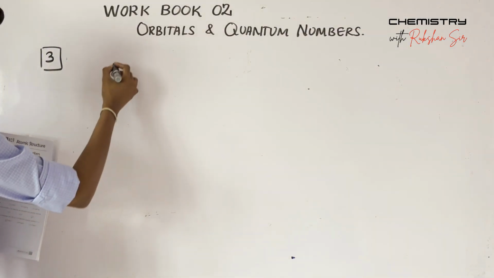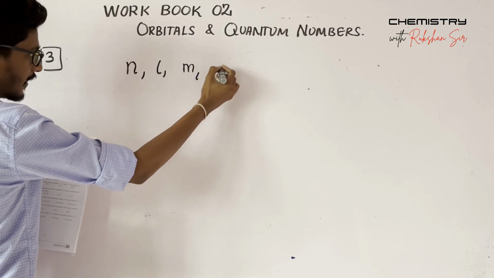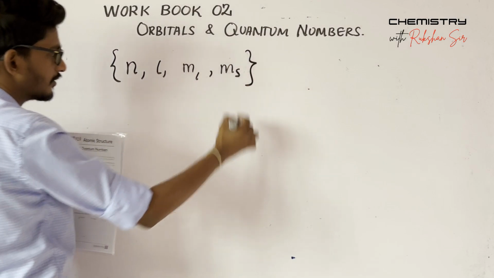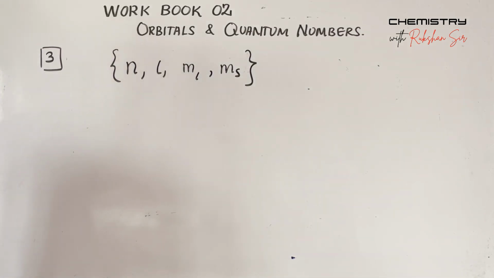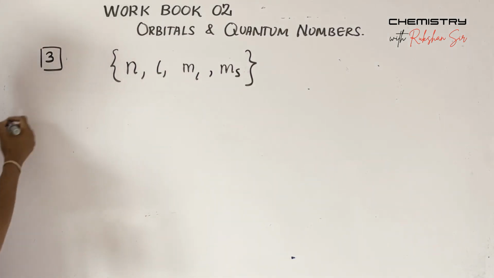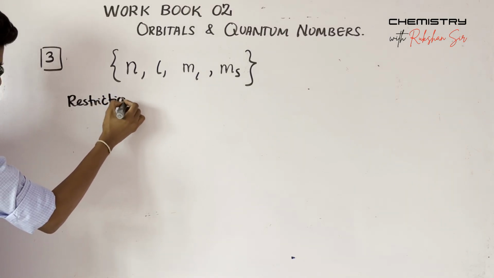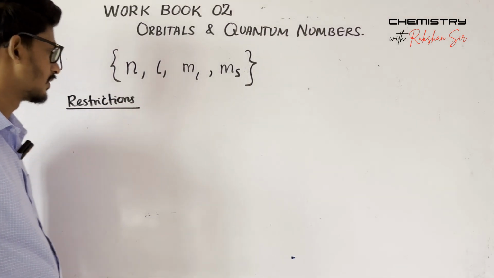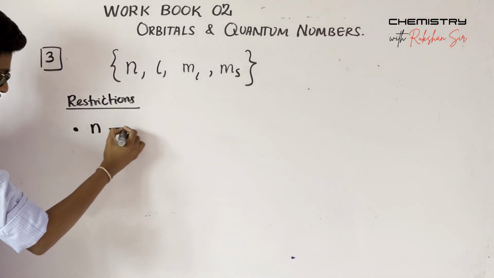Basically you have 4 quantum numbers: n, L, ml and ms. One can say this is the barcode of the electron, which gives all the properties of your electron. So you have restrictions with all the quantum numbers. These quantum numbers can't take all the values available. So what are the restrictions with n?